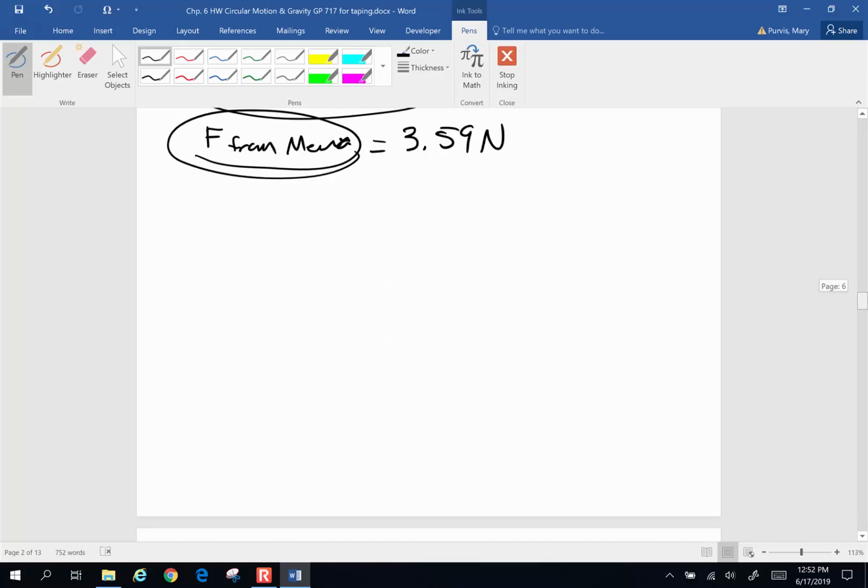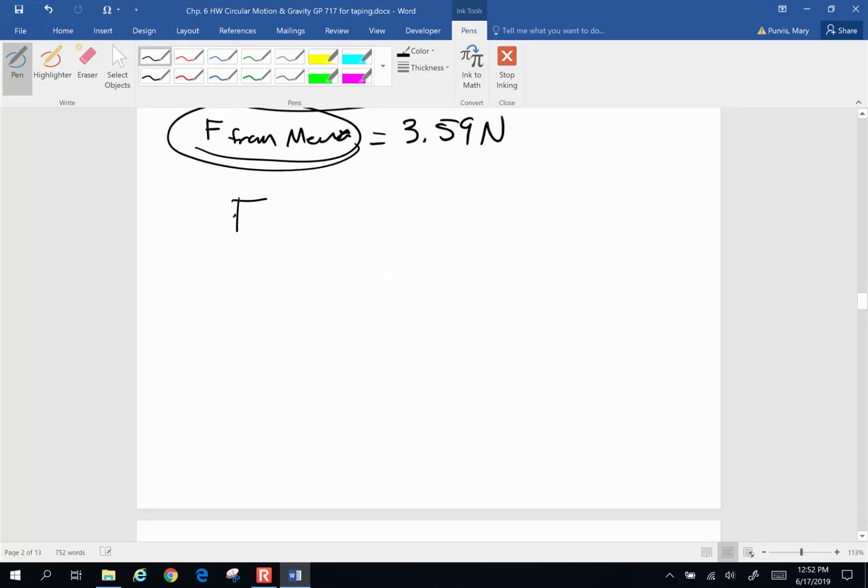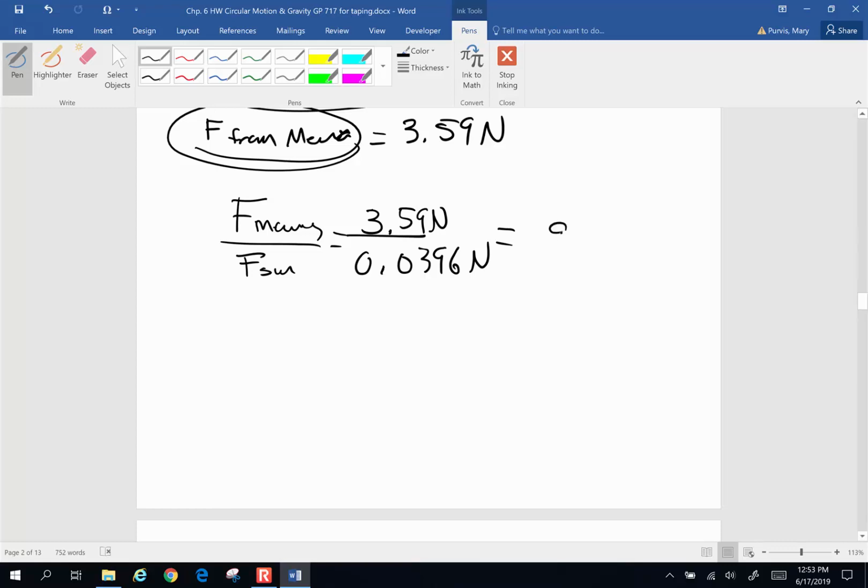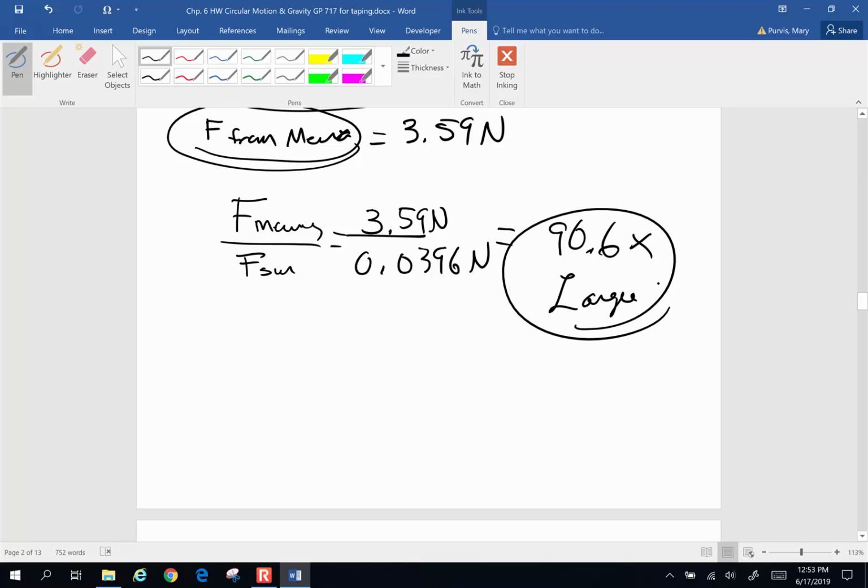How many times larger? So if I take the force from Mercury divided by the force from the sun, 3.59 newtons divided by 0.0396 newtons, let's see what happens. 3.59 divided by 0.0396, I end up with 90.6 times larger. So much, much, much bigger. When it comes to gravity, mass is important, but proximity is very, very, very important.